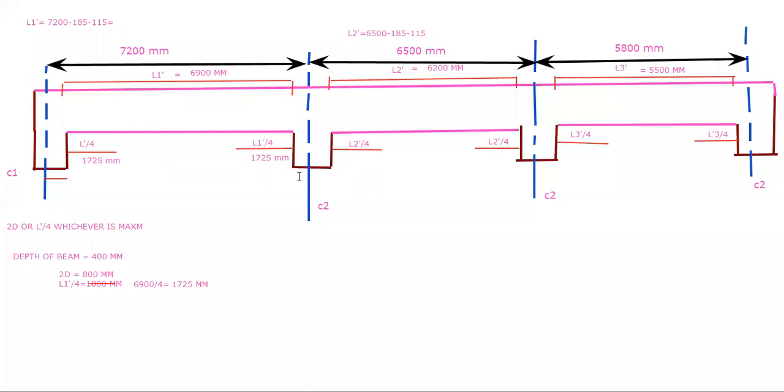So 6200 divided by 4. Please do fast. 6200 divided by 4. So 1550. This is also 1550 mm. Okay. And this 5500 divided by 4. Do it. 5500 divided by 4. 1375. This is also 1375 mm. Okay.